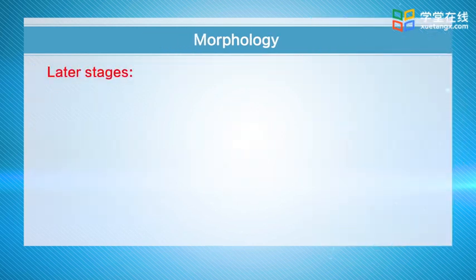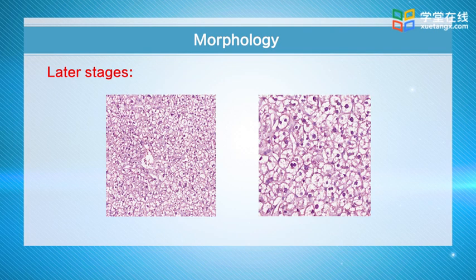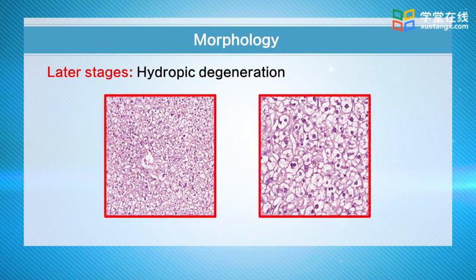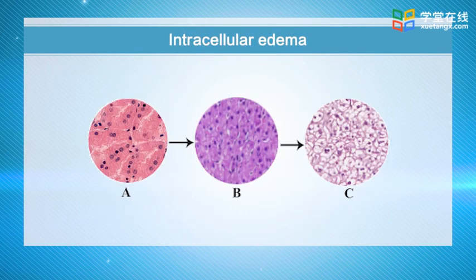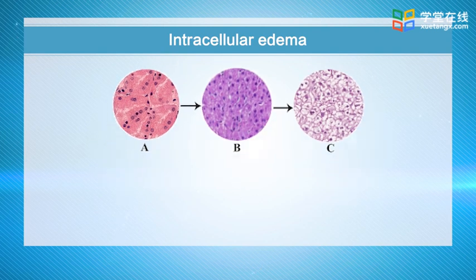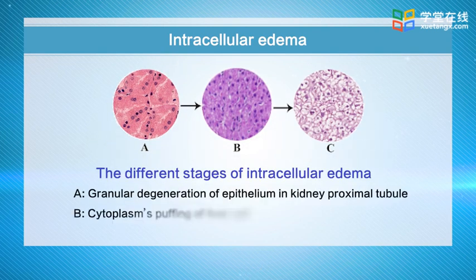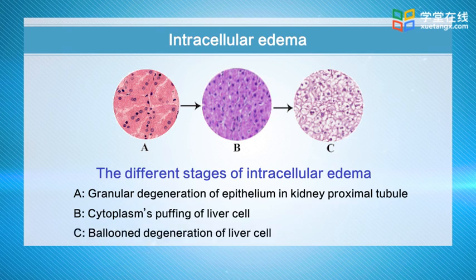In the later stage, when more water accumulates in the cells, we call it hydropic degeneration. This is the hydropic degeneration of liver cells. We can see clear vacuoles in the cytoplasm. The swollen cells become balloon-like. This picture shows the different stages of cellular swelling. With the progression of edema, the morphology changes from granular degeneration to cytoplasmic puffing and ballooned degeneration.